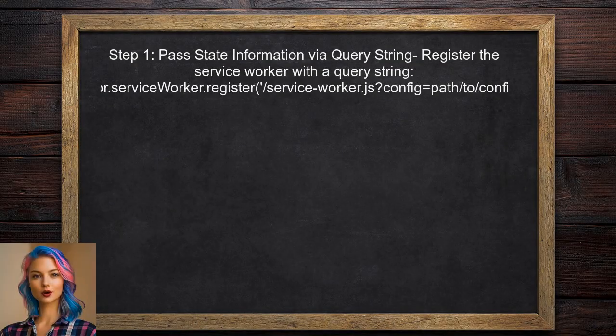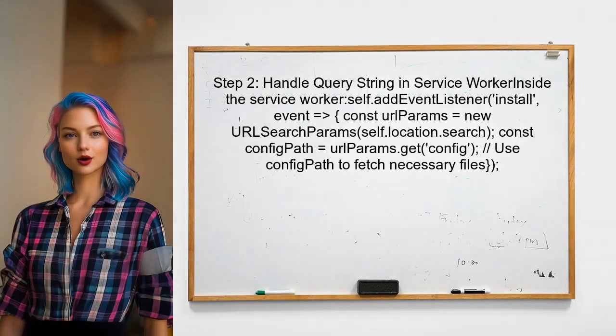To pass state information into a service worker before the install event, the user can utilize the query string of the service worker URL. This allows them to send necessary configuration data directly when registering the service worker. Next, the user should handle the query string within the service worker. This can be done in the install event by parsing the URL and extracting the configuration path.